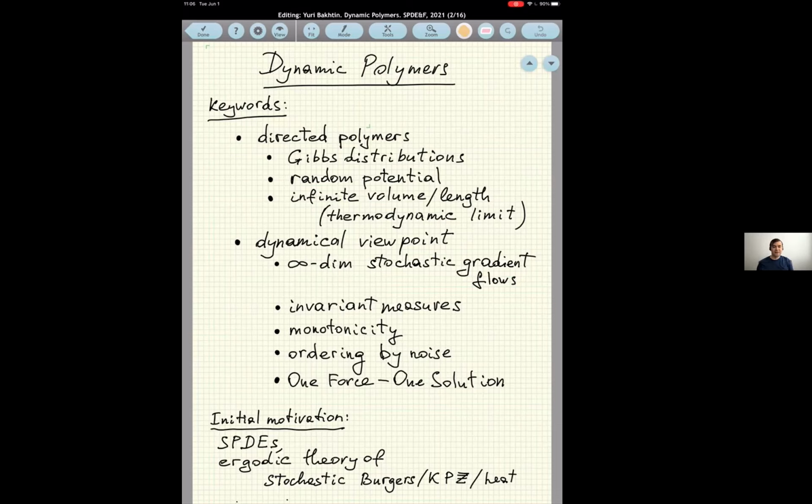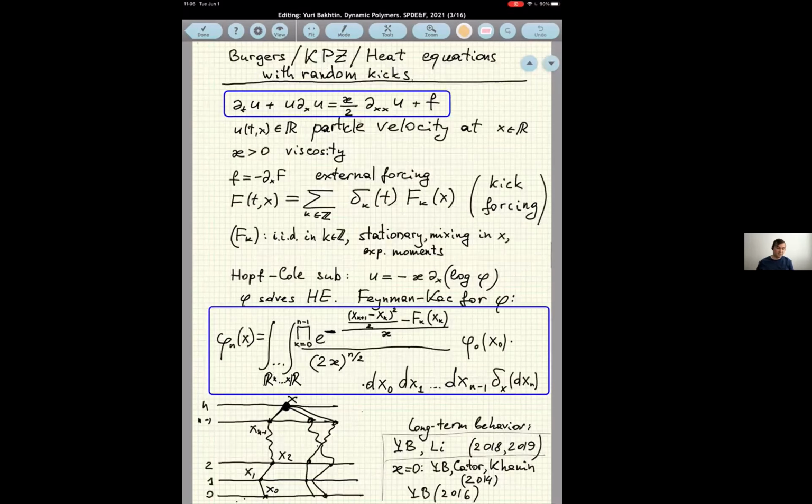So this is an SPDE conference, and I need to show you one slide about stochastic PDEs, because the initial motivation for me was the ergodic theory of stochastic Burgers equation. So that's the first slide here. I could have given this talk without this slide, but this is my connection to stochastic PDEs. The Burgers equation is one of the basic nonlinear equations. I'm discussing this in 1D. There are multi-dimensional versions of this.